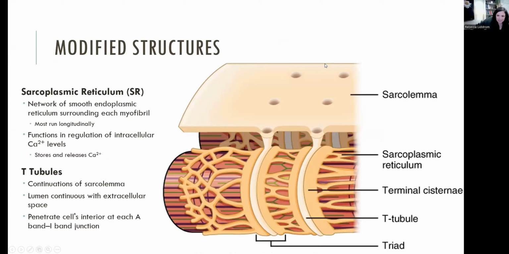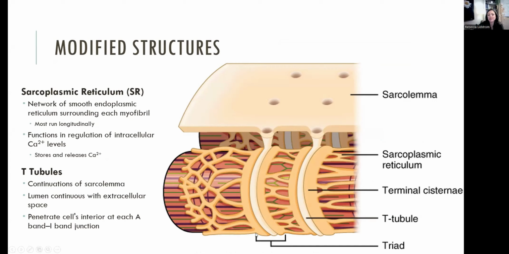Calcium brings me to this next slide. We have the sarcoplasmic reticulum, the SR, and this is going to be surrounding each myofibril. You can see it's encapsulating this myofibril, and it helps function in the regulation of the intracellular calcium levels. So it's going to help store and release the calcium.